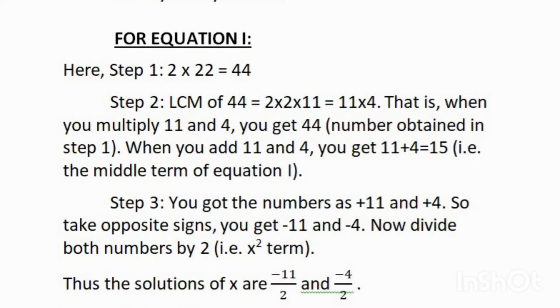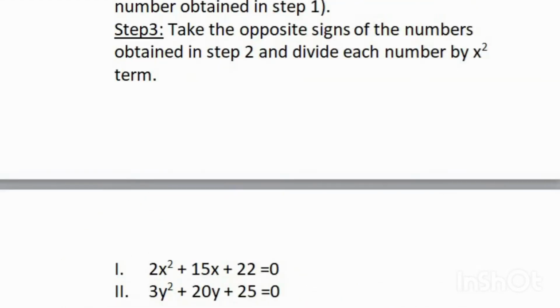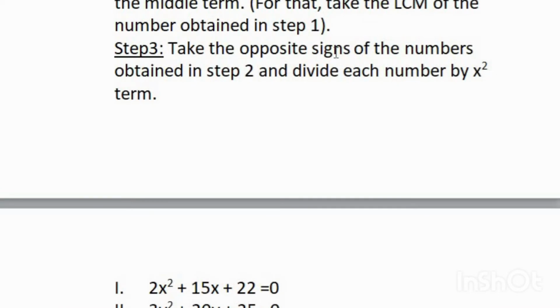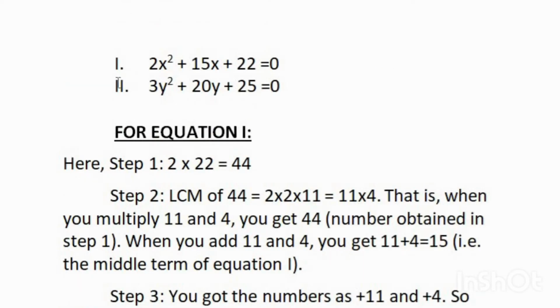the x square term. What is the x square term? 2. And that is given in our step number 3. What is step number 3? Take the opposite signs of the numbers obtained in step 2 and divide each number by the x square term. Understood? So we got the numbers plus 11 and plus 4. We have taken the opposite signs, minus 11 and minus 4.